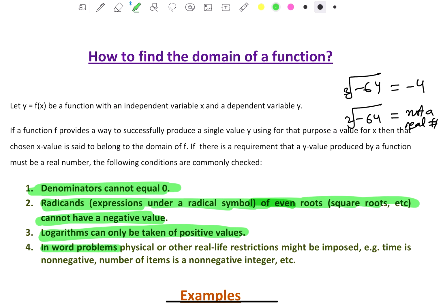In word problems, physical or other real life restrictions might be imposed. For example, time can never be negative, distance can never be negative, number of quantities can never be negative. Let's look at some examples of finding the domain of a function.